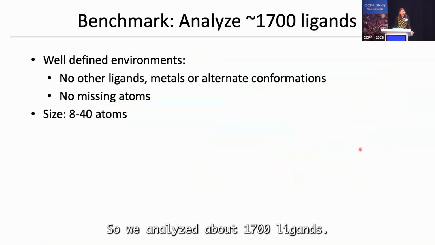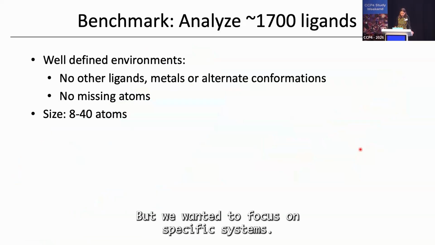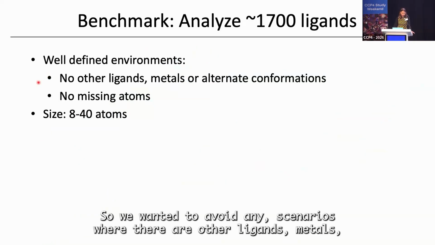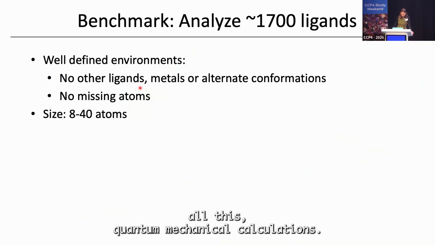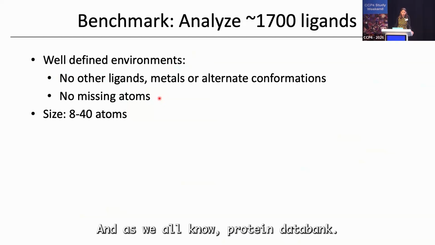We analyzed about 1,700 ligands. Of course, in the PDB there are many, many more protein-ligand structures, but we wanted to focus on specific systems. First of all, we wanted to focus on well-defined environments. So we wanted to avoid any scenarios where there are other ligands, metals, or alternative conformations, because these may complicate all these quantum mechanical calculations. Also, it's important that there are no missing atoms. And as we all know, in the Protein Data Bank, unfortunately, some structures have residues with missing atoms.